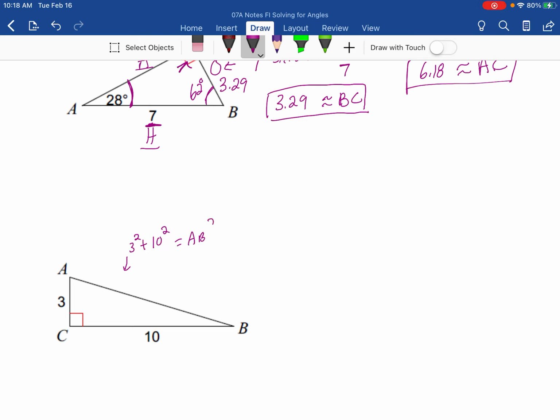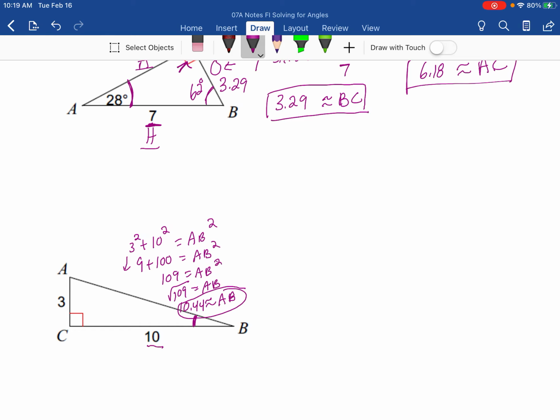I need to find the third side. I'm actually going to use Pythagorean theorem to find the third side. So that's going to be 3 squared plus 10 squared is equal to AB squared. Sometimes that's still the best way. 9 plus 100 is equal to AB squared. 109 is equal to AB squared. AB is equal to the square root of 109. And it's asking for your answers to the nearest hundredth, and so that's going to be 10.44.